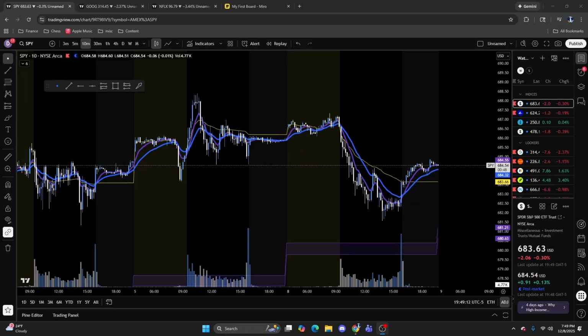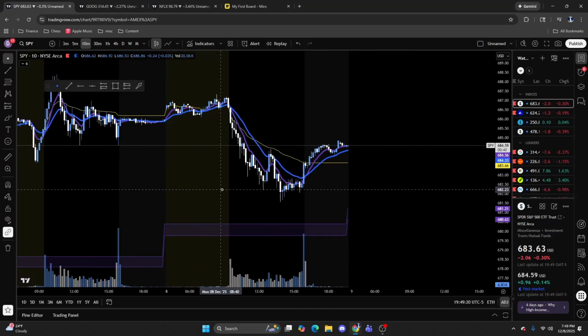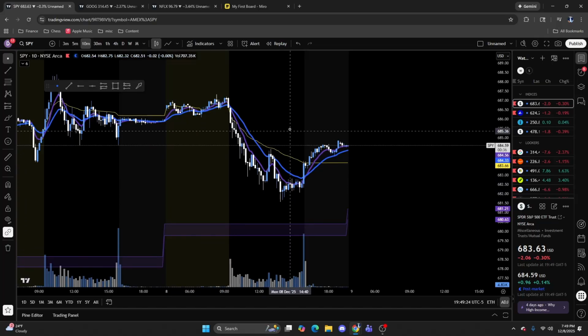All right, most traders lose money because they can't tell the difference between a high quality pullback and a trap. Today I'll show you the exact checklist I use to find A+ pullbacks that actually continue the trend.